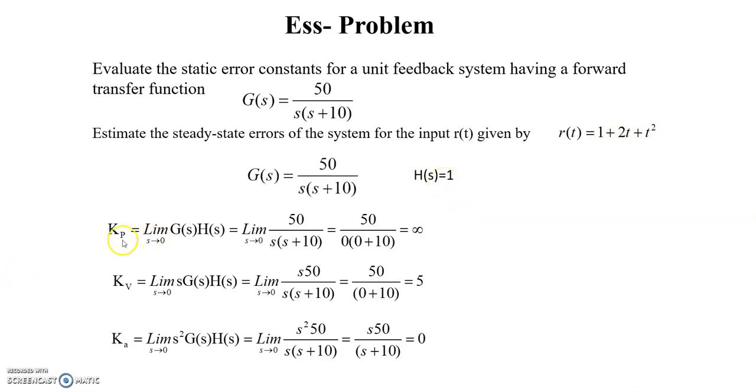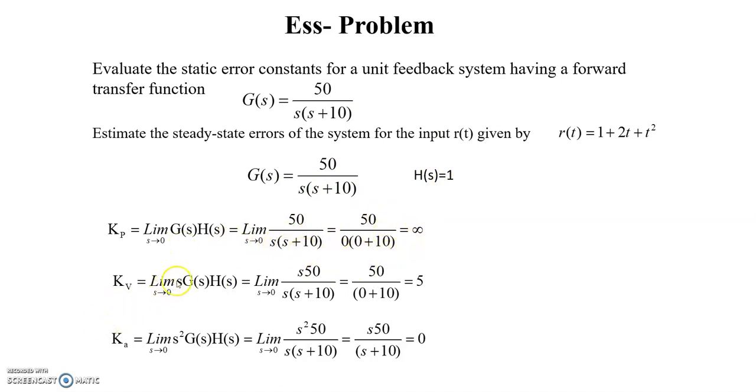First you can find the Kp, the positional error constant. Limit s tends to 0 of G(s) into H(s), where H(s) is equal to 1. You can substitute, and wherever you put s equal to 0, that means infinity. Kp is equal to infinity.